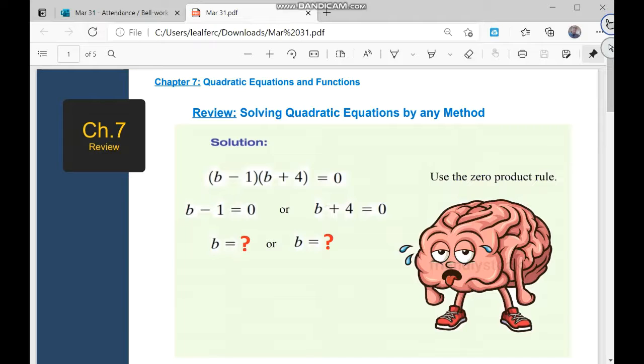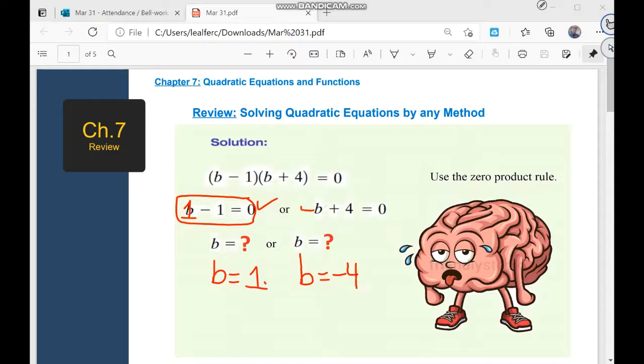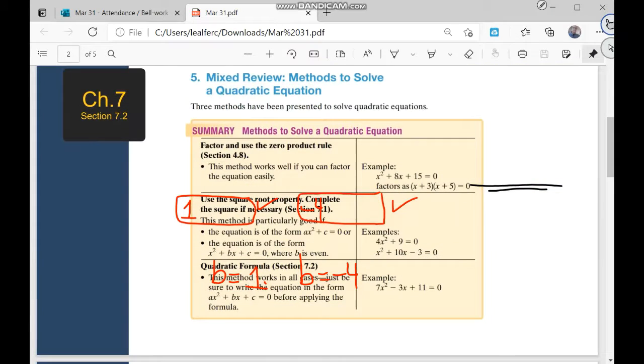So I agree with you, Joelian. The answer for the first one is b equals positive 1. That makes 1 minus 1 equals 0, right? And the answer for the second one is b equals negative 4. That makes negative 4 plus 4 equals 0, right? The answers are 1 and negative 4. And we use the zero product rule because it's easier than applying the quadratic formula or even completing the square. Moving on, we're talking here about the methods.